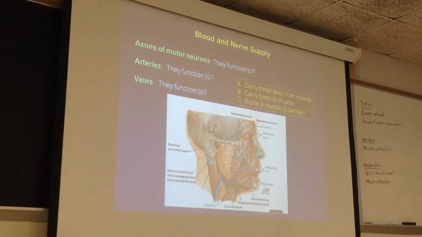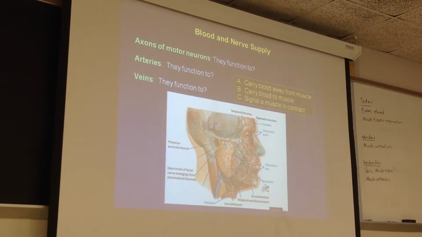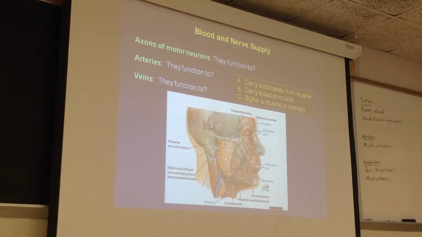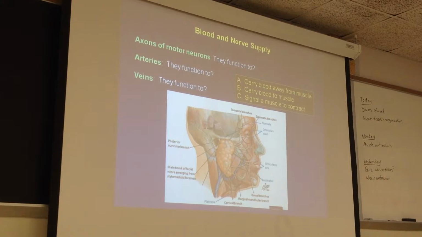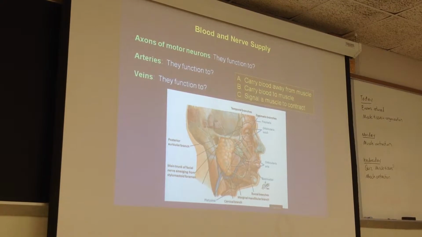Let's have some clicker questions here. So let's start out with that first thing, axons of motor neurons. It's in green. They function to what? Your choices are A, B, and C there. Carry blood away from a muscle, carry blood to muscle, signal muscle to contract. I bet most of us can get this one, even though we haven't really talked about blood vascular systems or nervous systems yet. We could probably figure this one out.